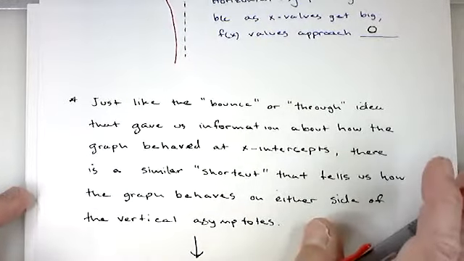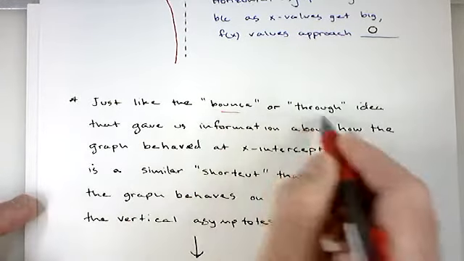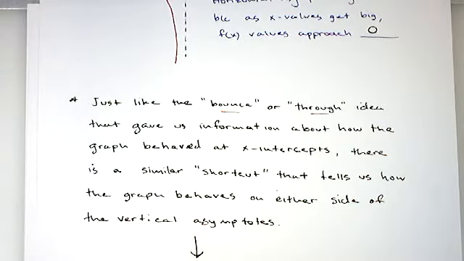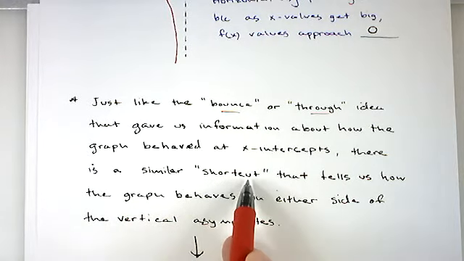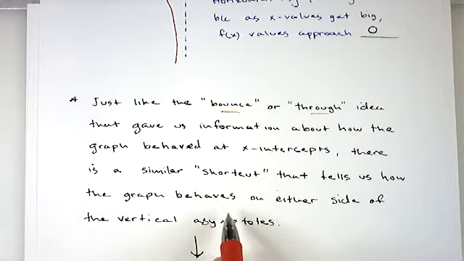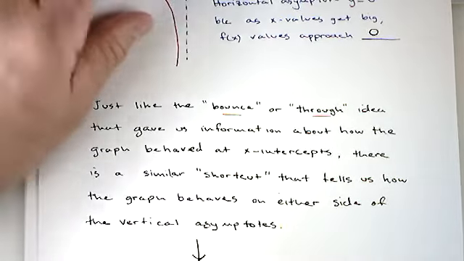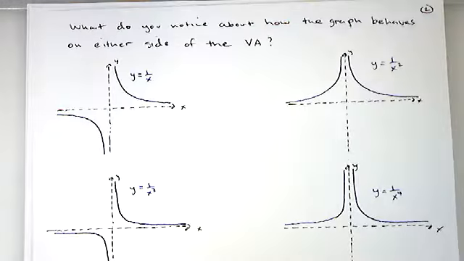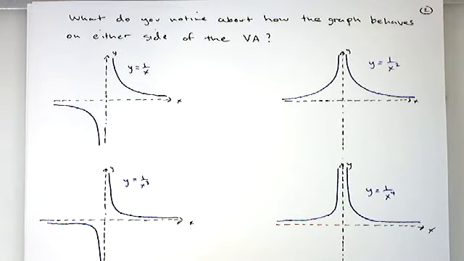But when you go back to polynomials, just like the bounce and through idea that we talked about in terms of the x-intercepts on a polynomial, or really any kind of function that had to do with the exponents, there's a similar quote unquote shortcut that tells us how the graph behaves on either side of my vertical asymptote. Not every book mentions this. This is something that I find really helpful when I'm graphing rational functions. So let's take a close look at this page here.